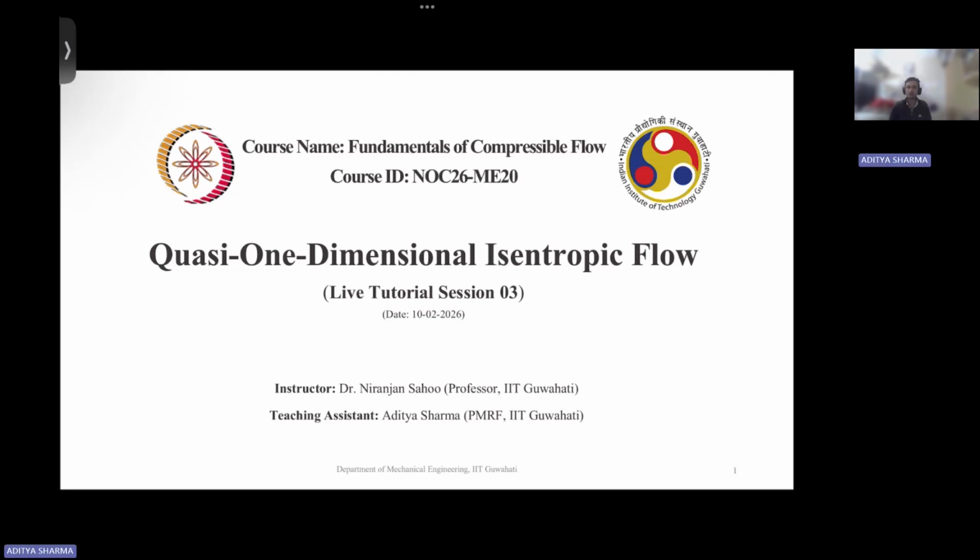Okay, so I believe we can start with today's session. So this is quasi one-dimensional isentropic flow. We have seen one-dimensional isentropic flow in previous lectures, but here we will be discussing quasi one-dimensional isentropic flow. Why quasi one-dimensional? The flow will be in one direction only, but we will be changing the area along the flow. The cross-sectional area in which the flow is taking place will be changing.